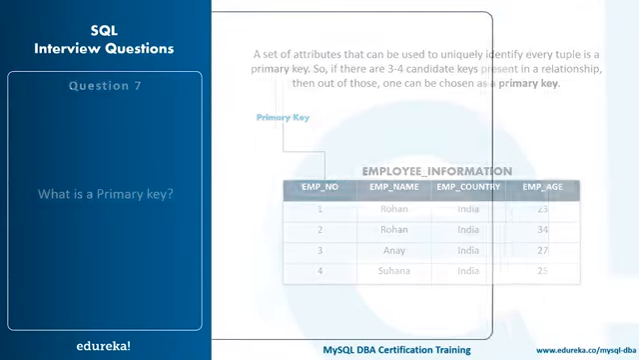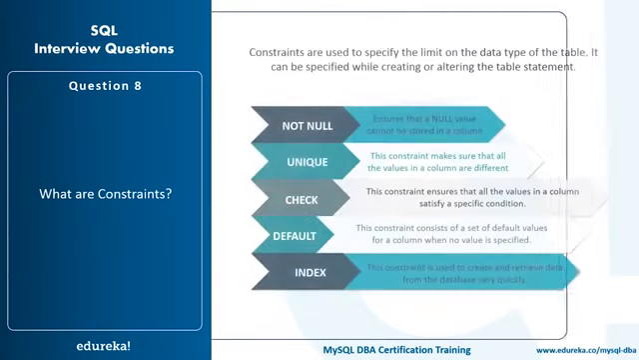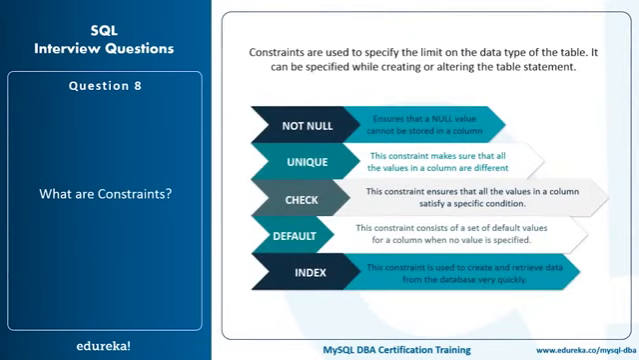Now let's move on to our next question, that is, what are constraints? So constraints are basically used to specify the limit of the data type of the table, right? So whenever you're creating a table, you can use the constraints to set a limit on the data type of the table. It can be specified either while creating the table or while altering the table statements. So it can be specified in both ways. Now there are mainly 5 constraints that you need to understand. That is the not null constraint, the unique constraint, the check constraint, the default constraint, and the index constraint.